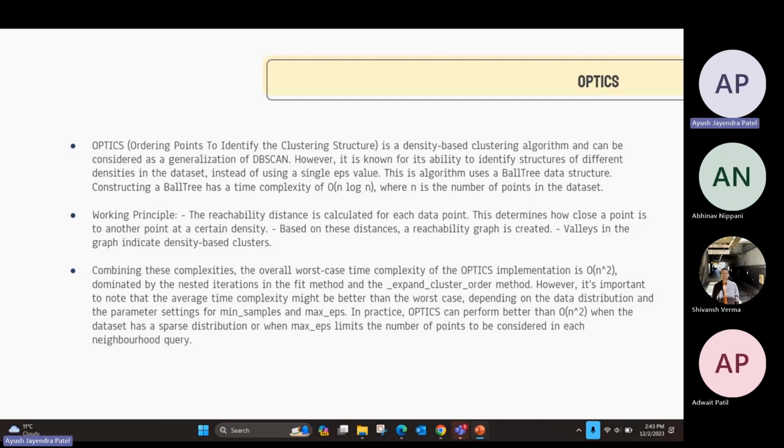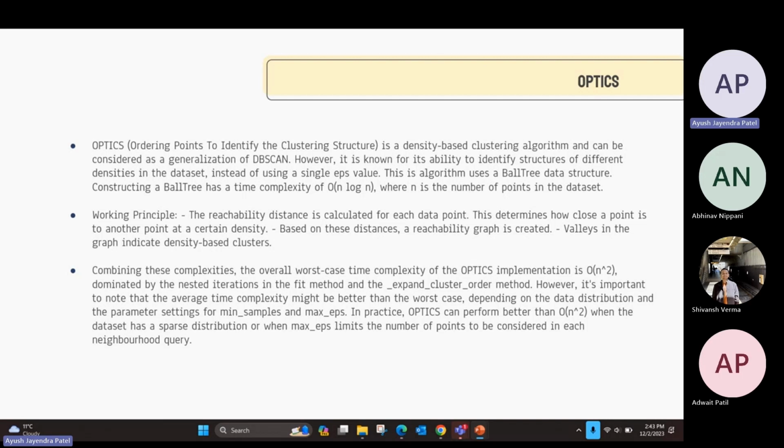Now, coming to the space and time complexity of the algorithm. The query region runs the ball tree for neighbors, with which we can set a max epsilon value, and this gives a time complexity of O(log n) for a single query. However, since this is called for each point, the worst case time complexity will be O(n log n).